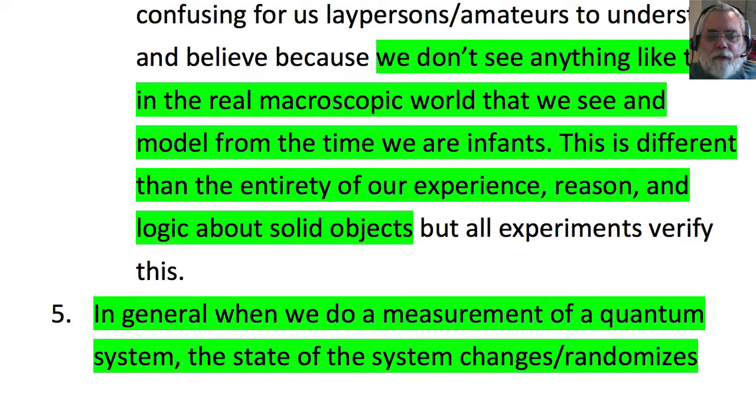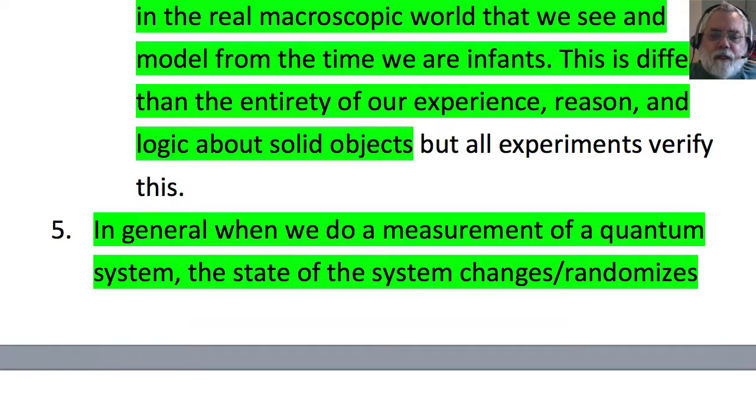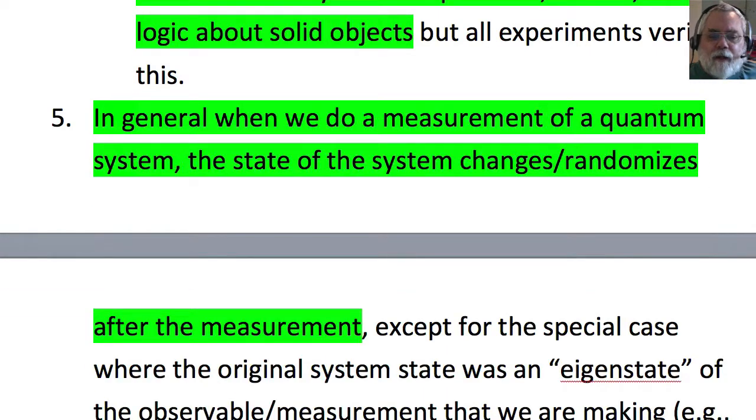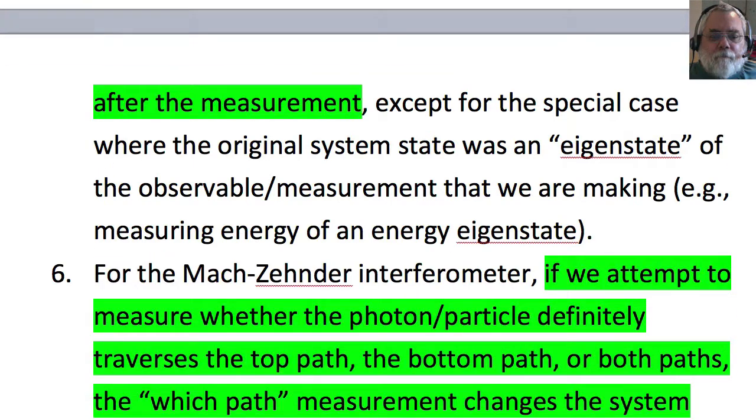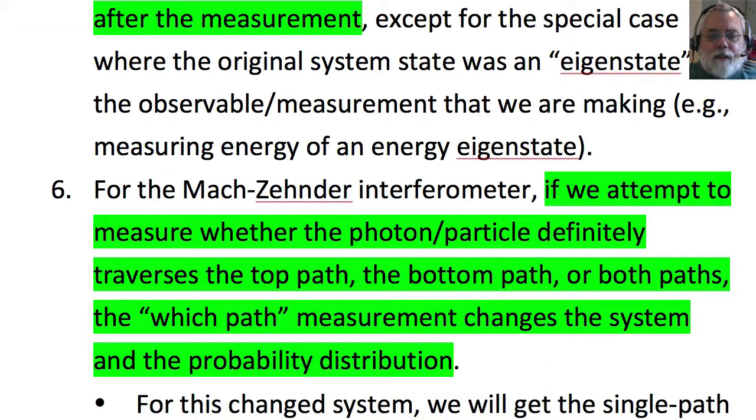In general, when we do a measurement of a quantum system, the state of the system changes, randomizes after the measurement, except for a special case that we will talk about later in the course. For the Mach-Zehnder Interferometer, if we attempt to measure whether the photon or the particle definitely traverses the top path, the bottom path, or both paths, the which-path measurement changes the system and the probabilities.